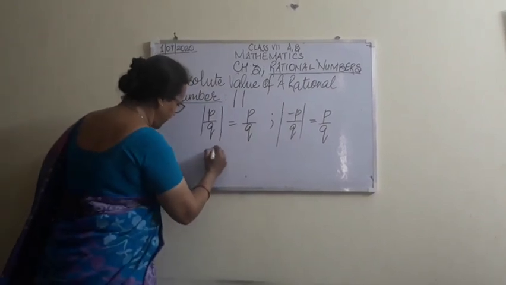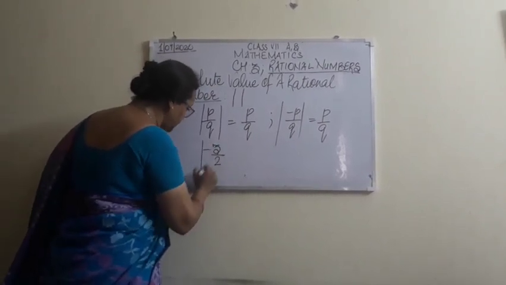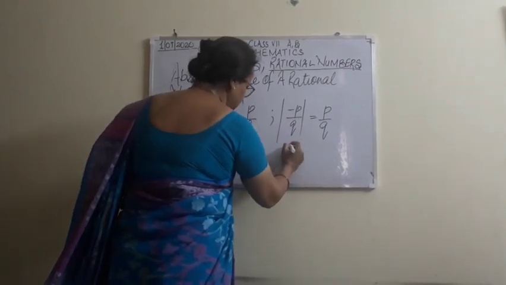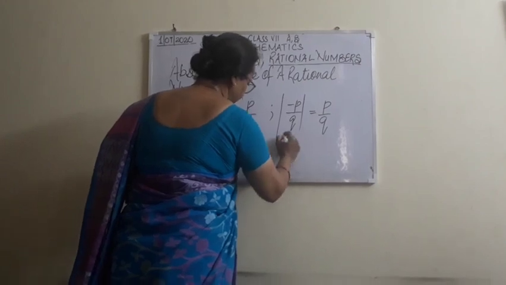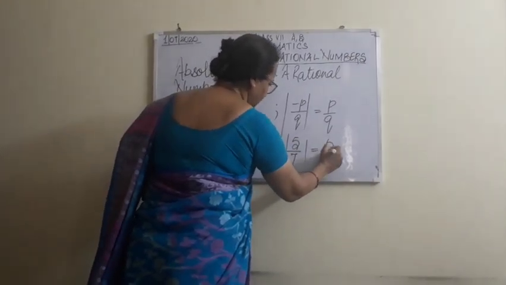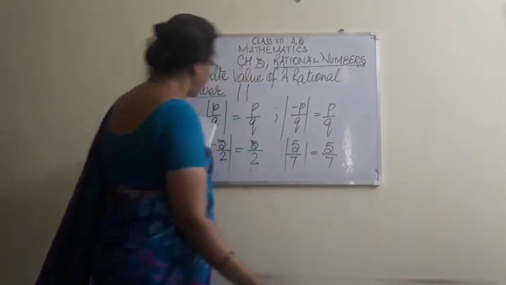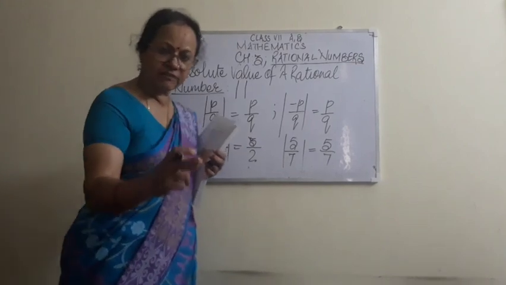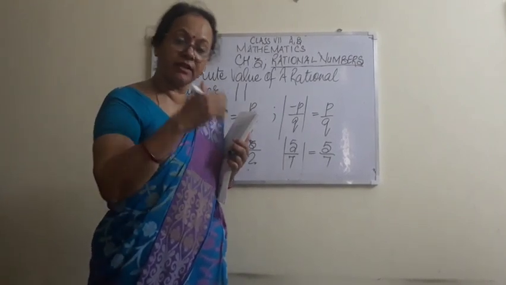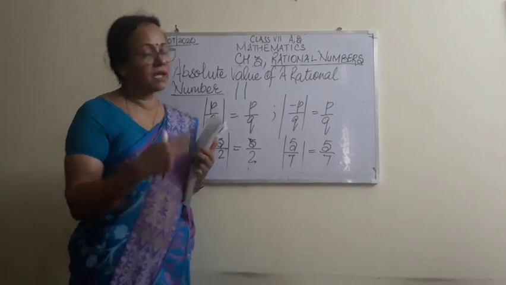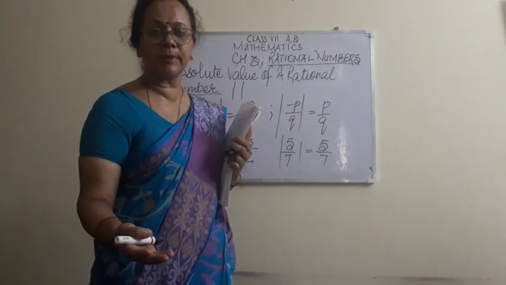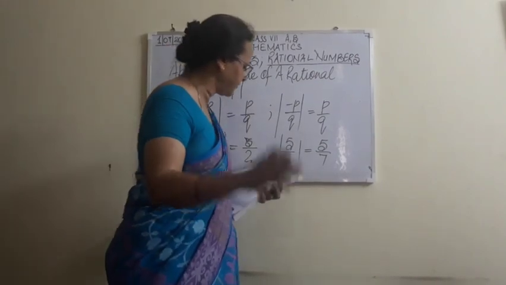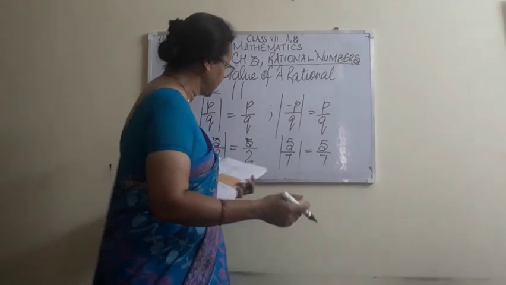Right? I am taking the number minus 3 by 2. I want to write its absolute value. Then its absolute value will be 3 by 2. If the number is written 5 by 7, which is given positive, then its value is again 5 by 7, as it is. This means that if the number is given in negative form, its absolute value will be positive. If the number is given in positive form, then its absolute value will also be positive. This is the definition of absolute value.